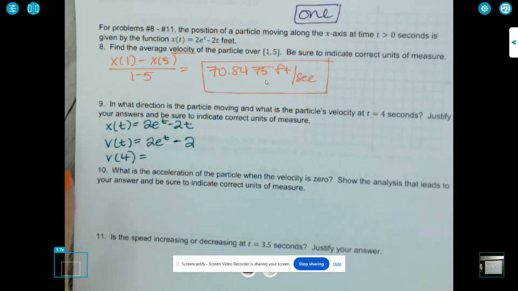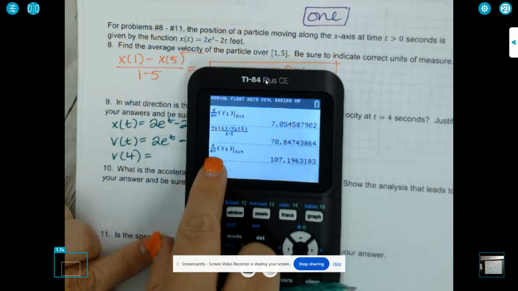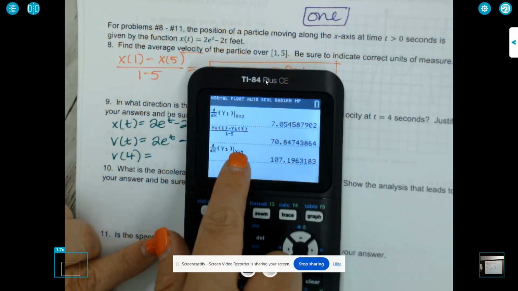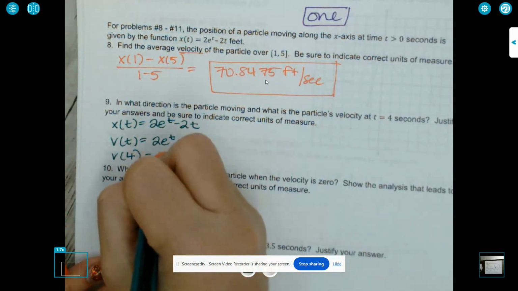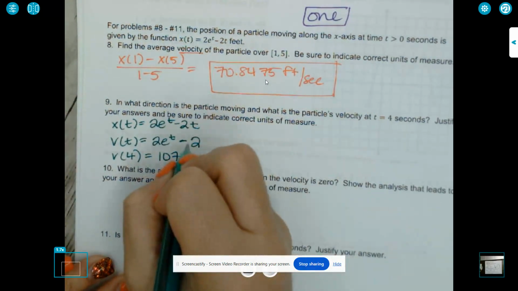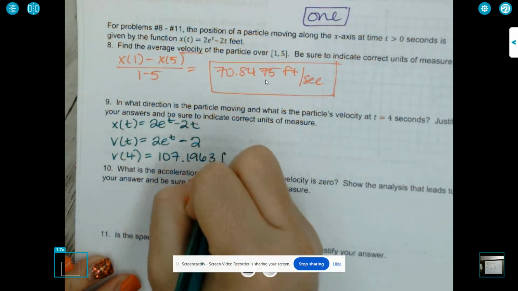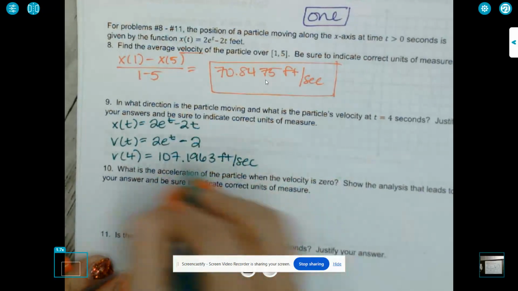Okay, now again, you've already got that in y1, so you could just do math 8 because we're calculator active. Derivative of y1 at x equals 4, and it's going to be 107.1963, which is what I got. And that is feet per second, because that's velocity.